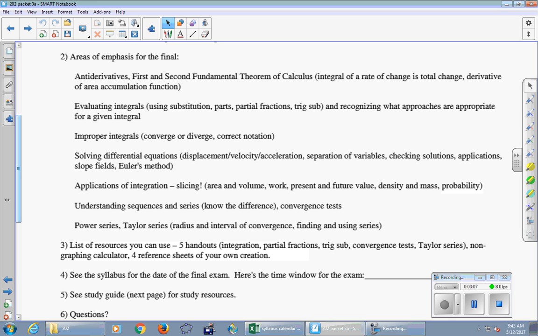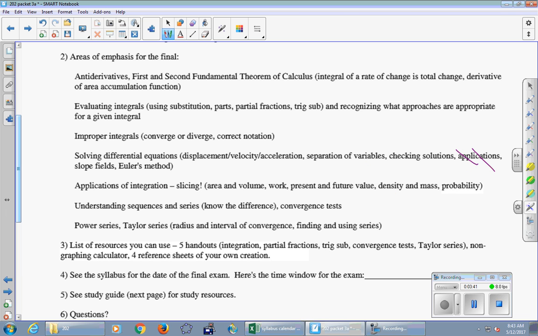Very recently, we have solved some differential equations using separation of variables. Need to be able to check whether or not something is a solution. This applications stuff essentially is what I skipped over today. Slope fields and Euler's method we talked about last class. We had a whole big section on applications of integration, the concept of slicing applied to geometry. We had a physics example of work and density and mass. Then we did economics, present, future value, and then a class on probability.